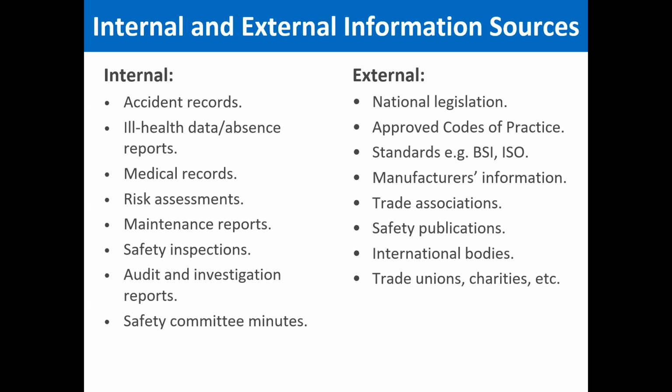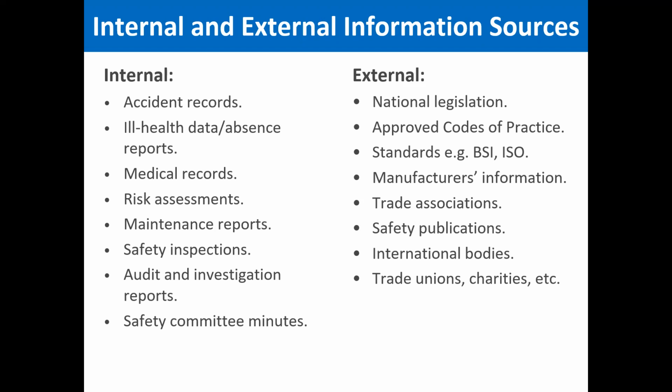Okay, moving on. As we discussed, there are various sources of internal and external information. What are the internal sources of information? Accident records, ill health data or absence records, medical records, risk assessments, previous risk assessments, maintenance reports of your vehicles, safety inspections of your workplace, audits and investigation reports, and safety committee minutes.